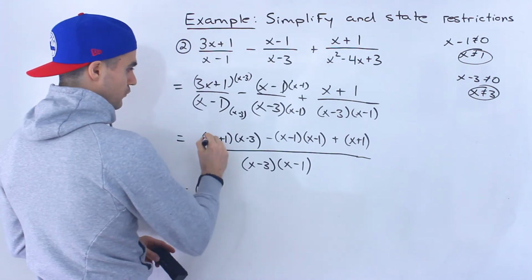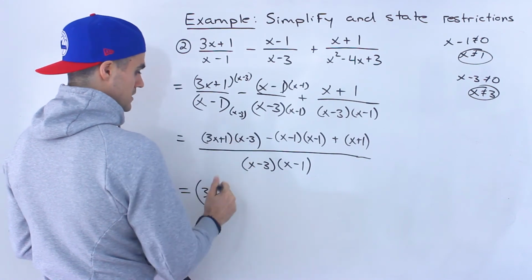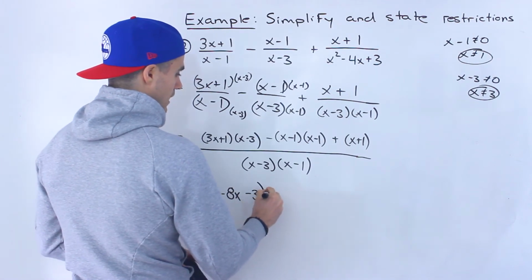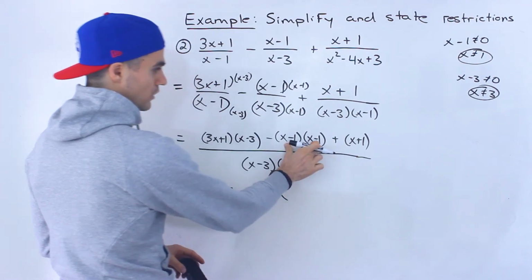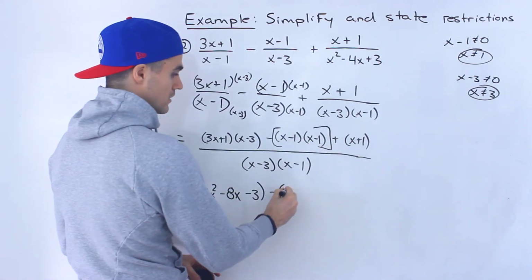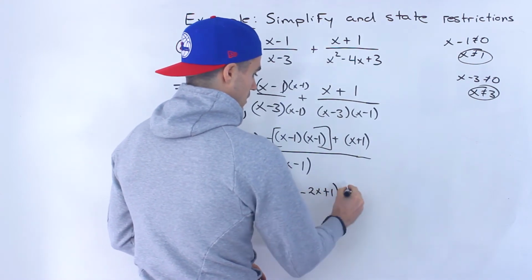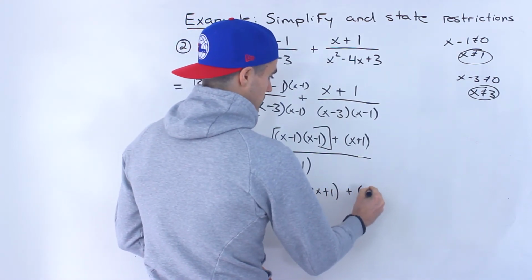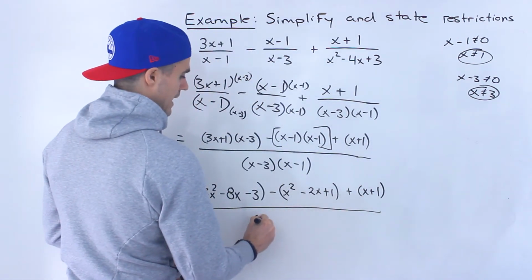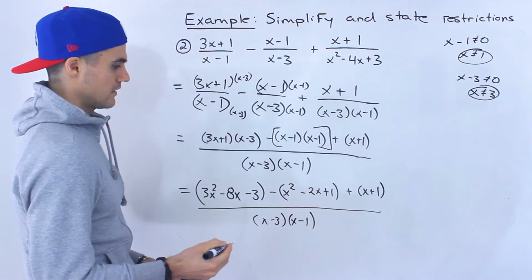So we would FOIL out these two brackets. We would end up with 3x squared minus 9x plus x gives us minus 8x minus 3. And then minus, when we FOIL out these two, we're going to subtract this whole expression after we FOIL it out, which would be x squared minus 2x plus 1. And then we've got the plus x plus 1, all over x minus 3, x minus 1, like that.